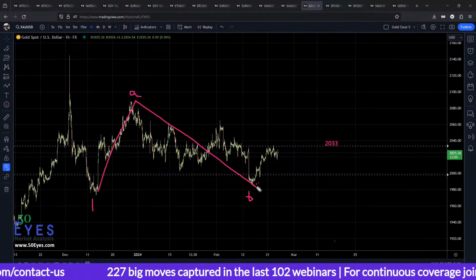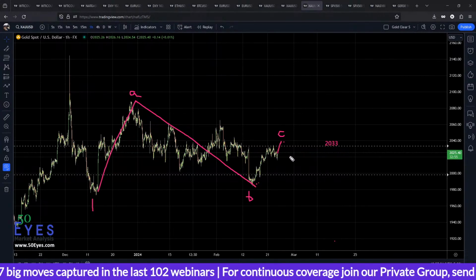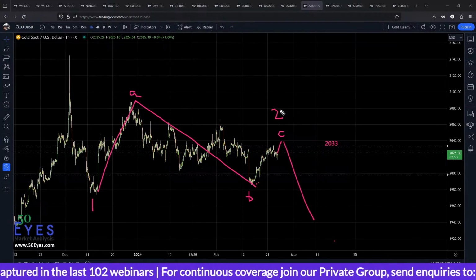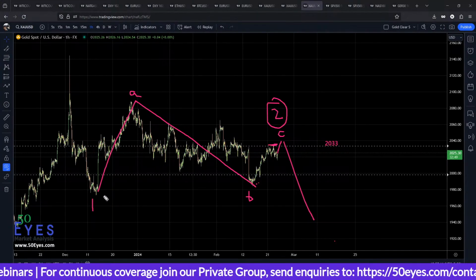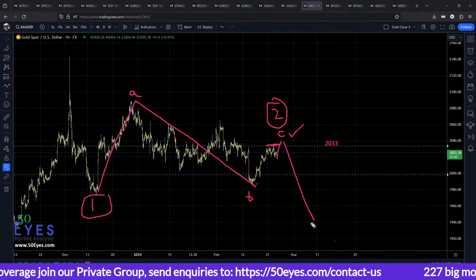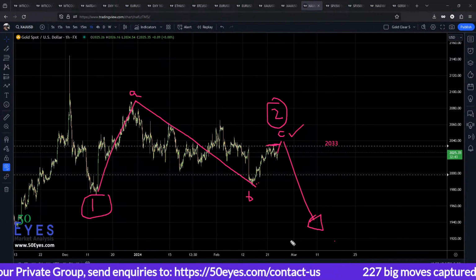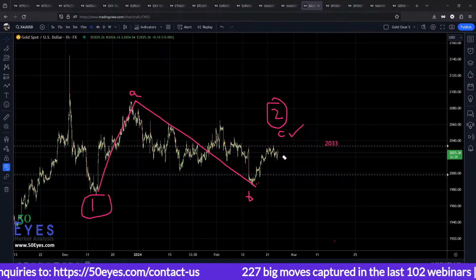Why? Because the flat can also just take out the high, complete itself, and then fall because the wave 2 is completed with the breaking of this high. You're getting my point? Once this minor high is broken out, the wave C is technically complete and then it can just move lower. So that means any longs here are completely risky.